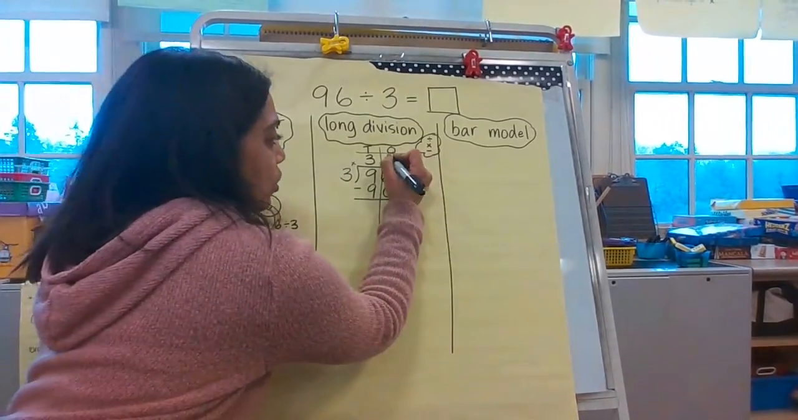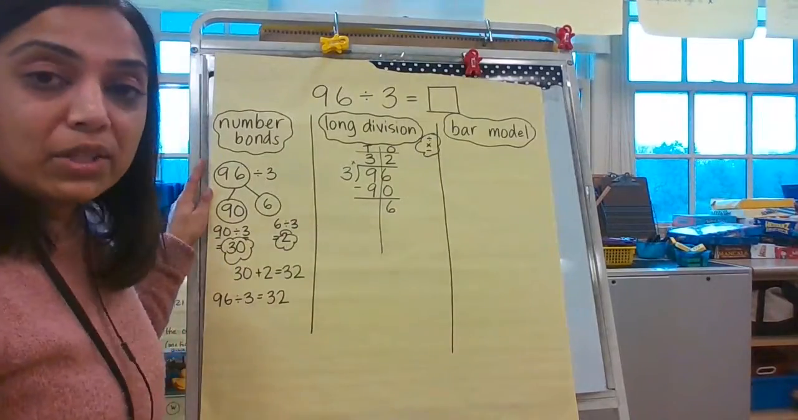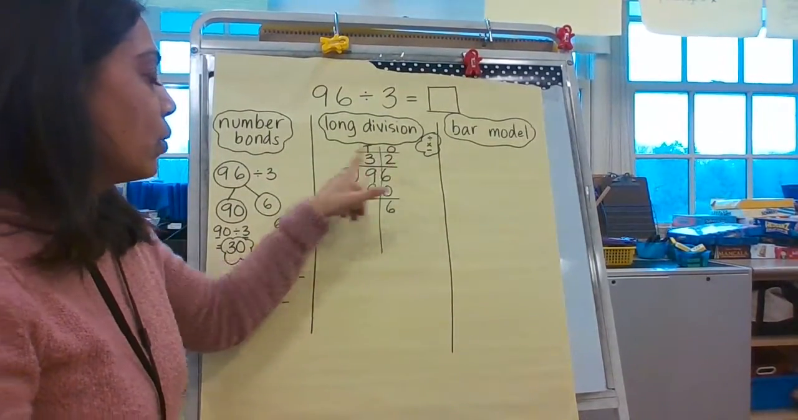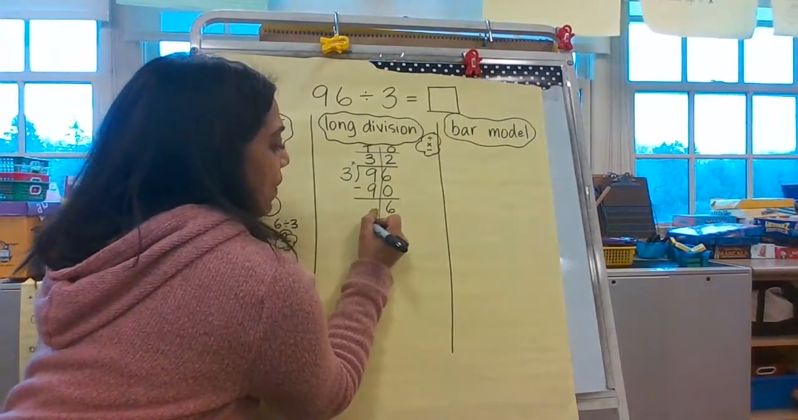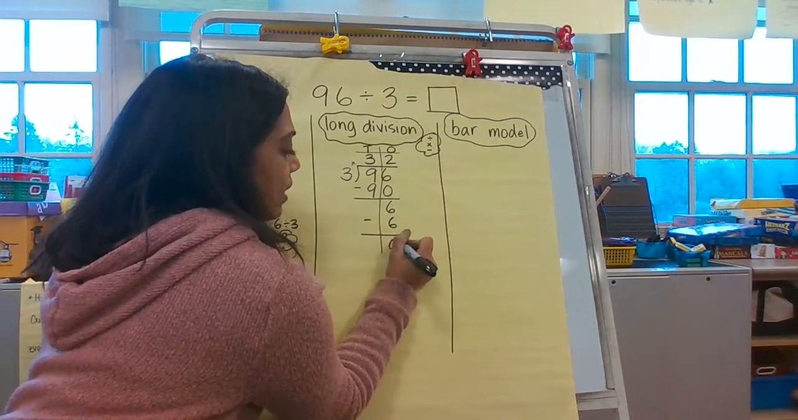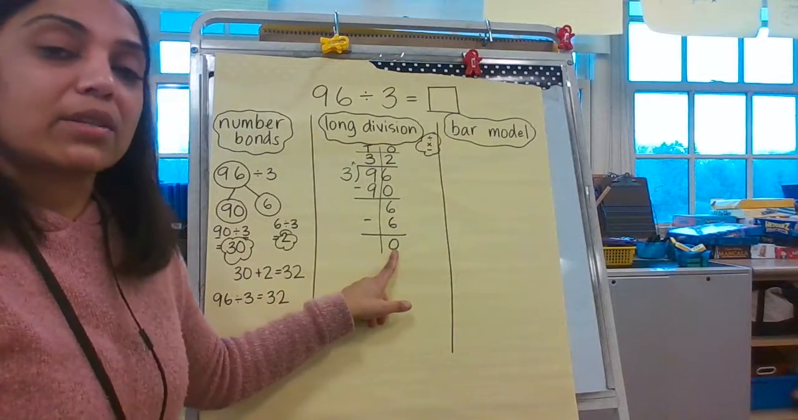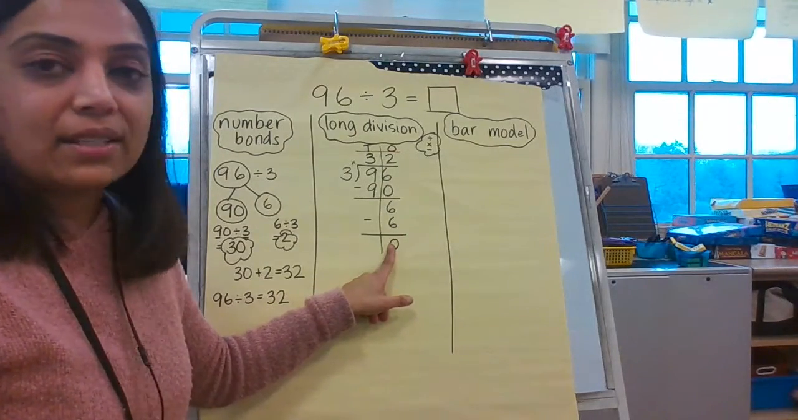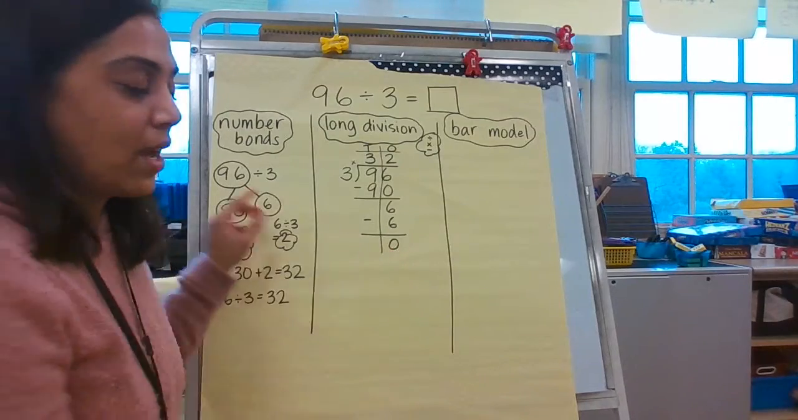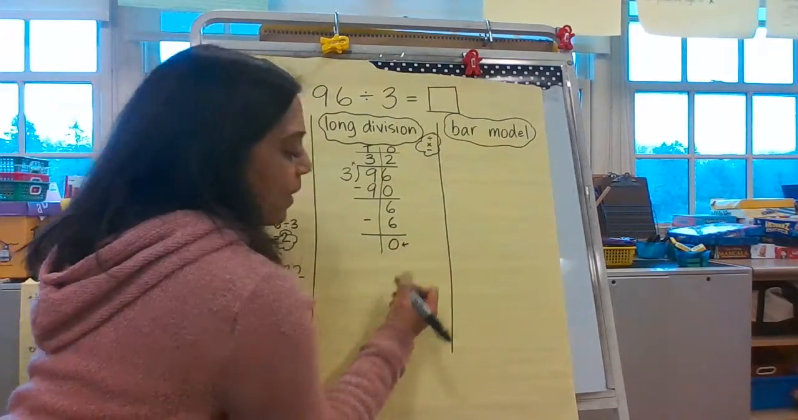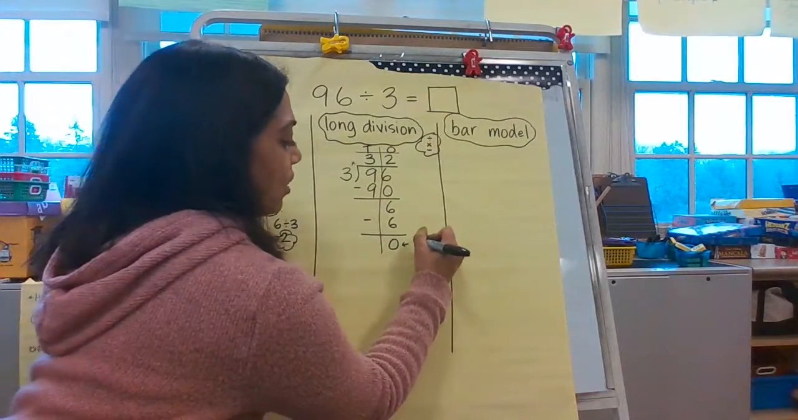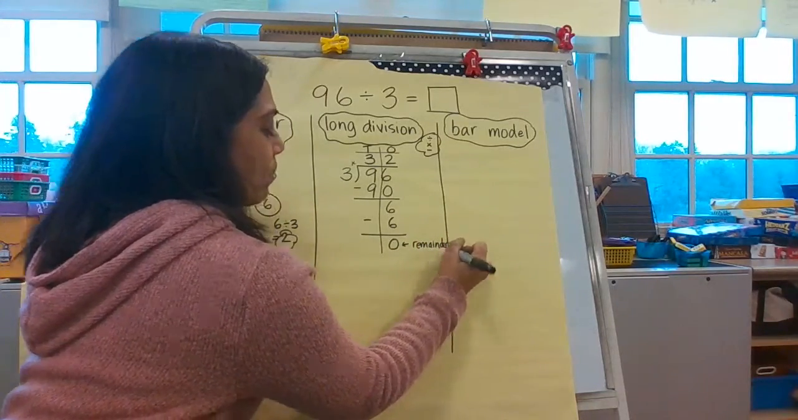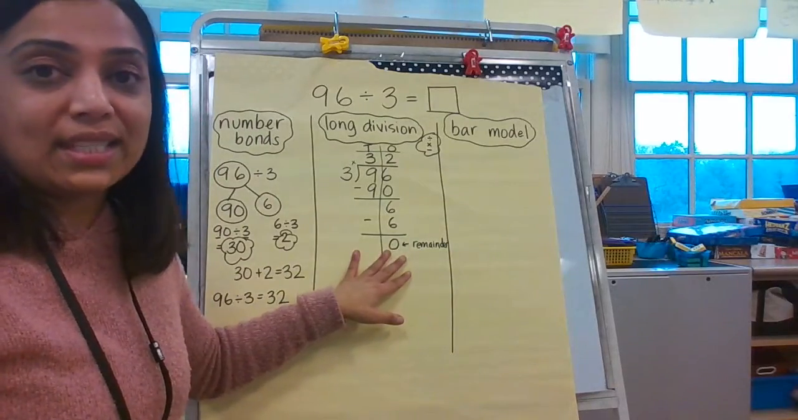It's 2. We write the 2 up here, and then we multiply. This is a ones place, so it's just a 2. 3 times 2 is 6, and then we subtract. And we end up with 0. Now, some people might get confused and say 0 is the answer, but that is not the answer. That's not the quotient. Friends, don't forget, we've been talking about this in the classroom. That is the remainder. Okay, that's the remainder. So we want to make sure that we don't include this as the answer.